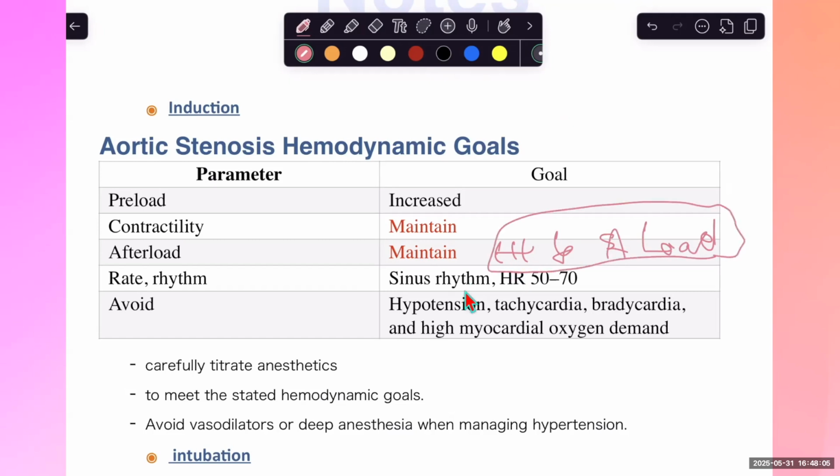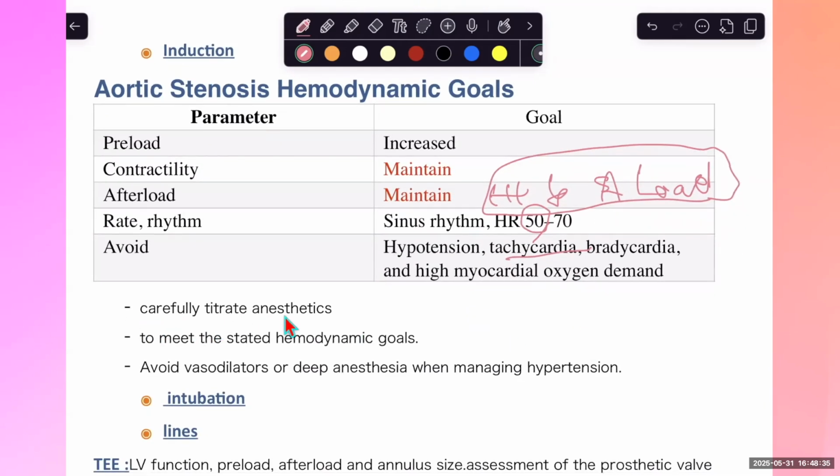Also, sinus rhythm: keep it from 50 to 70. Less than 50 is not favorable. Why? Less than 50 will increase the incidence of idioventricular rhythm, and it will cause arrhythmia and a huge problem. More than 70 will cause tachycardia, and this also will increase the myocardial demand.